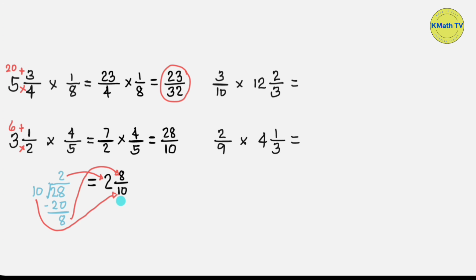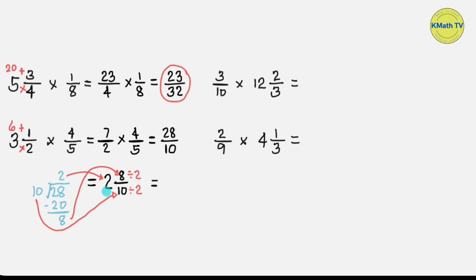But the fraction 8/10 can still be reduced to lowest terms because the numerator and the denominator are both even numbers. That means they have another common factor aside from 1. So, we need to divide them by their GCF. The GCF of 8 and 10 is 2. So let's divide them by 2.